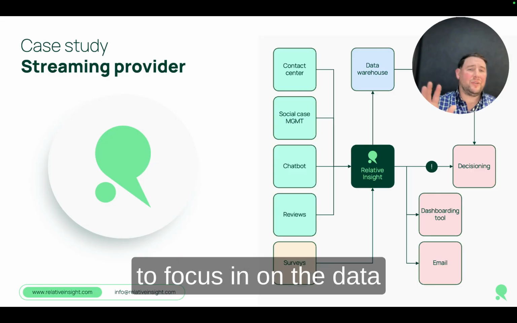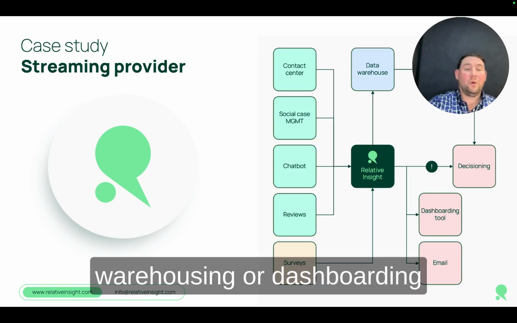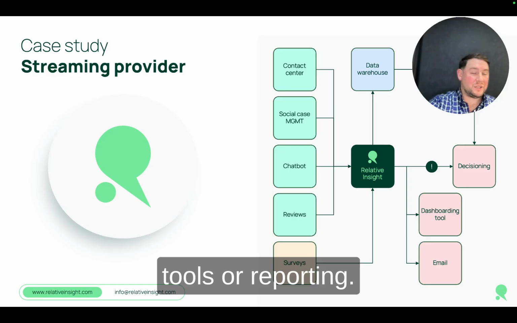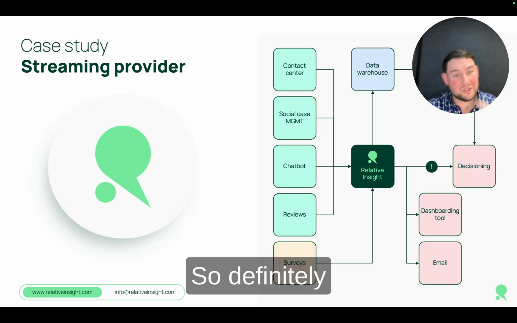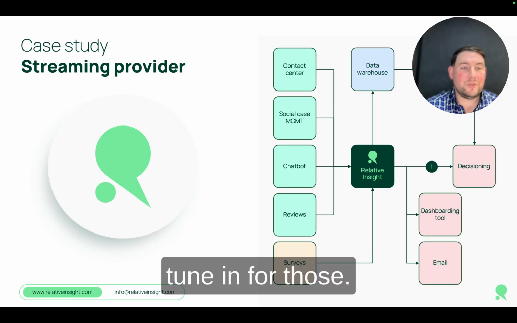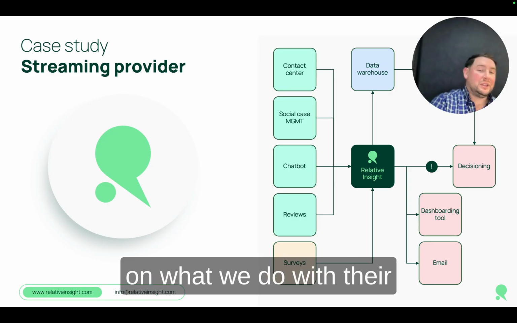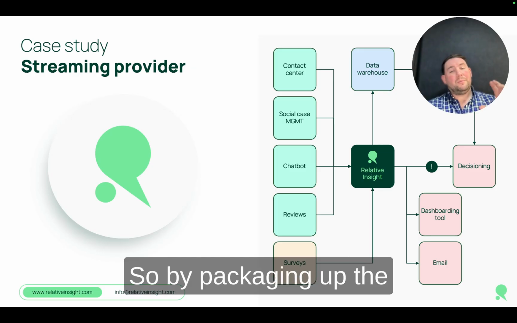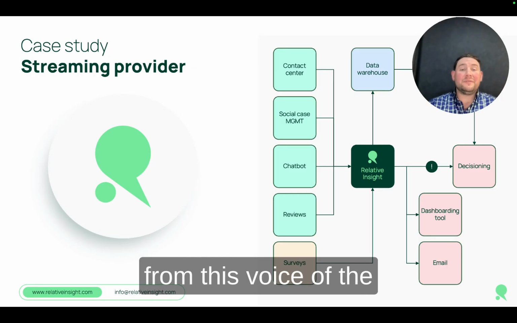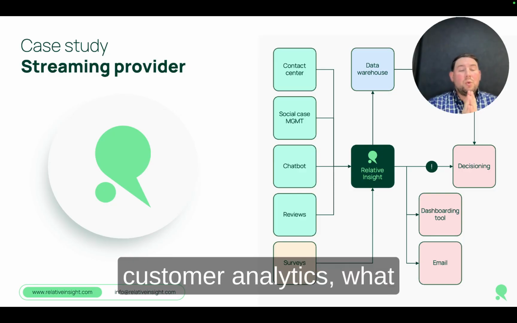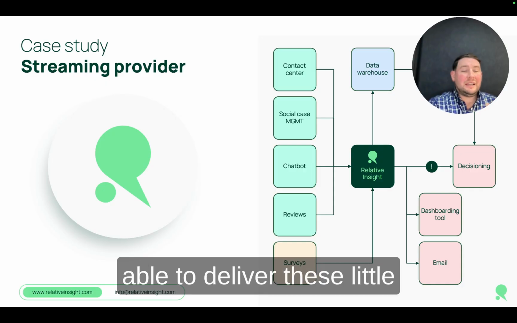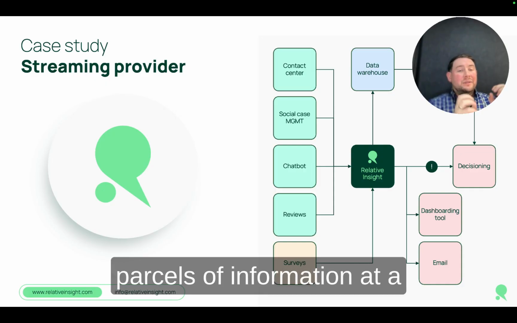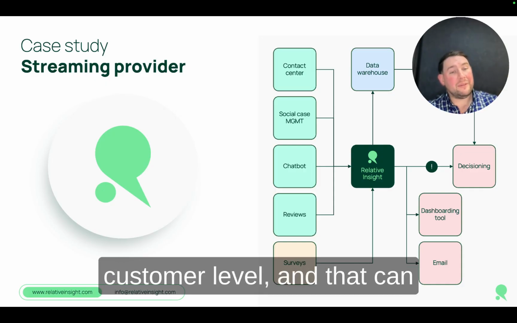Today I'm not going to focus in on the data warehousing or dashboarding tools or email reporting. Those are for later in the webinar series, so definitely tune in for those. I'm going to focus on what we do with their decisioning tool. By packaging up the insights that are coming from this voice of the customer analytics, we're able to deliver these little parcels of information at a customer level.